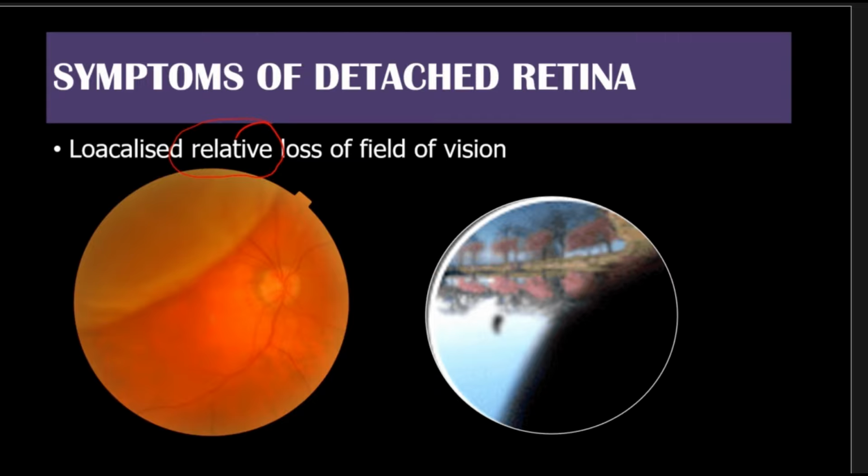Now, if the patient has a superior RD, usually the field defect will be inferior. If the patient has an inferior RD, the field defect will be superior. If the patient has a temporal RD, the field defect will be nasal. And if the patient has a nasal RD, the field defect will be opposite, that is temporal. As you can see in this image, the RD here is superior temporal, and therefore the field defect in this case would be an inferior nasal field defect. So that is a very important point.